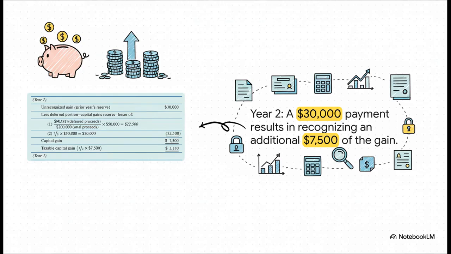Now we move into year 2. Another payment comes in, this time for $30,000. We just apply the exact same logic. We figure out what percentage of the total gain that payment represents. The math shows us we need to report an extra $7,500 of capital gain on this year's tax return, and the rest can still be deferred.